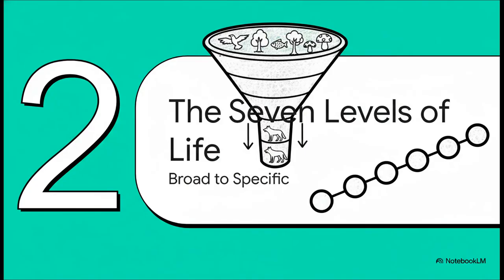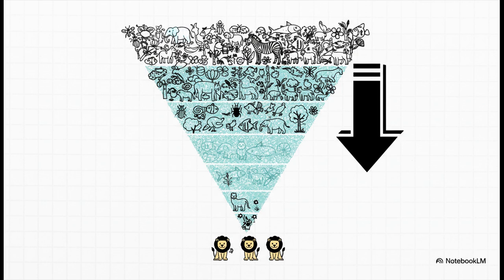So how does this all fit together? Well, Linnaeus' system has 7 main levels. The best way to picture it is like a funnel. We're about to take a journey, starting from the widest, most general group at the top, and narrowing it all the way down to a single, specific type of organism at the bottom. So let's check out these 7 levels.